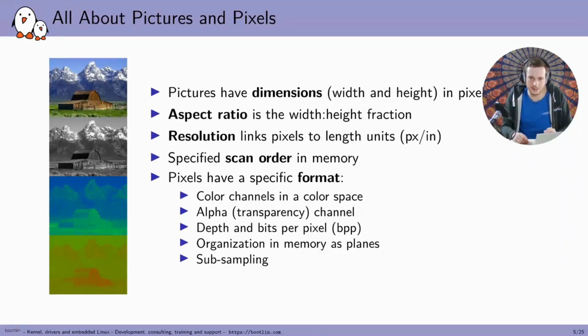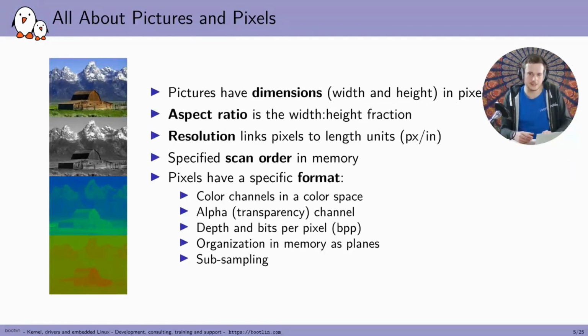Then another thing that is quite important is how each color channel is organized in memory. So for example, in RGB, it's quite common that we have the red information, then green, then blue in memory, and this goes on for every pixel. But it's also possible that we have, for example, all the reds, and then all the greens, and then all the blues. So this is quite important to know if you want to properly decode the picture.